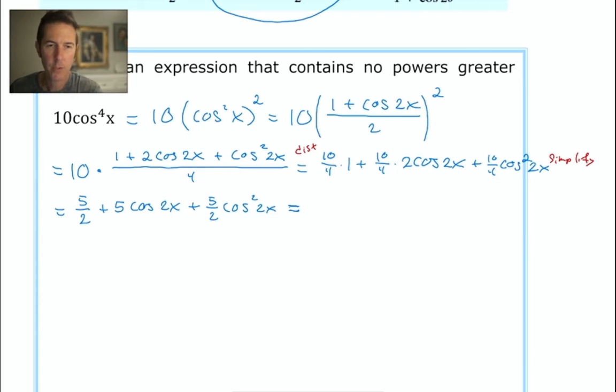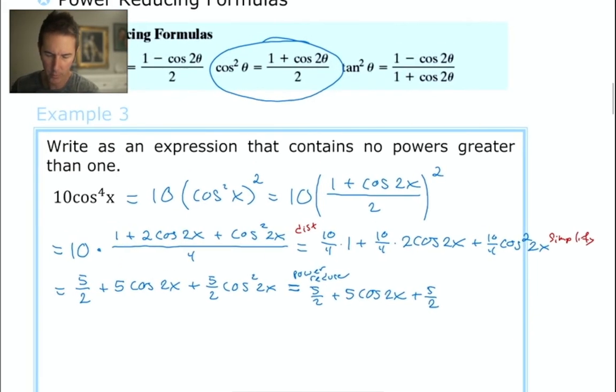The next thing I'm going to do is power reduce this term. The 5 halves is still there. The second term of 5 times cosine 2x is still there. The last term still has the coefficient of 5 halves, but now we're going to power reduce the cosine squared 2x. We've done some arithmetic, which was not actually tricky, but you have to be paying attention to make sure you get all that arithmetic correct. And then here's the real stumbling block that I mentioned initially.